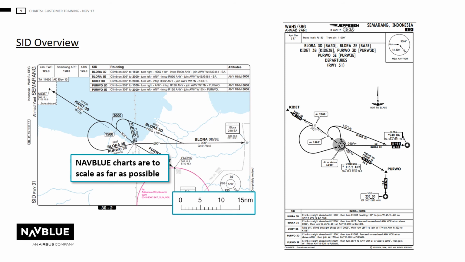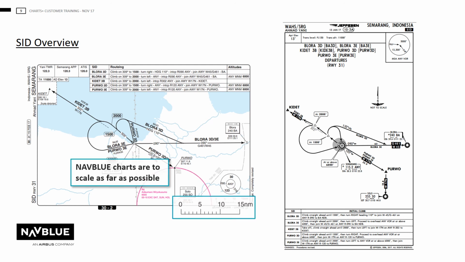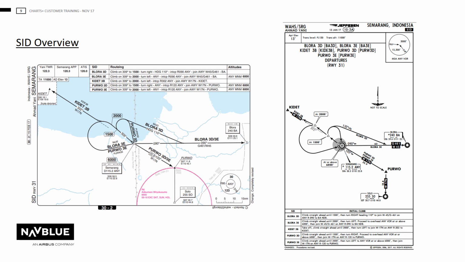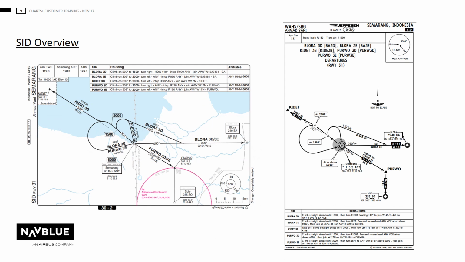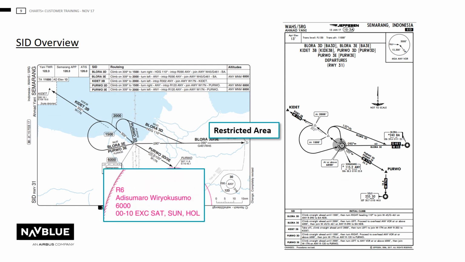If the whole chart is not to scale, a text box after aerodrome elevation will be inserted with the words "Chart not to scale." Nav Blue will present altitudes within the SID text description for that routing. As previously mentioned, restricted, danger and prohibited areas will only be shown when they penetrate a procedure.